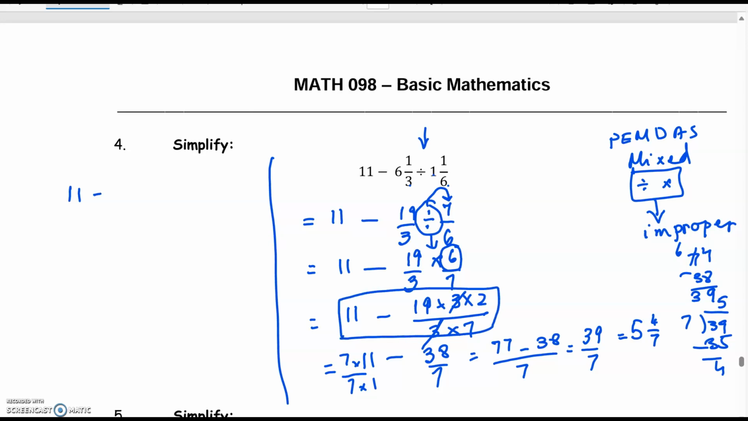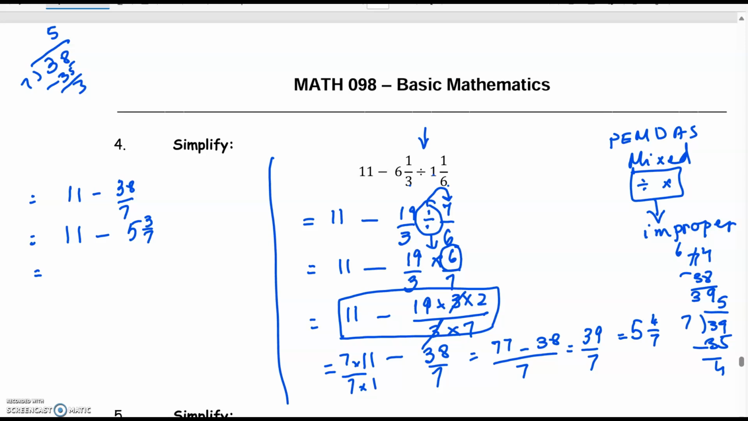Okay, so I'm going to write down, I'm going to start there. 11 minus 19 times 2 is 38/7. So I'm going to start there. Now, instead of just taking a common denominator, I could change this 38/7 to a mixed number. 7 times 5 is 35, leaving a remainder of 3. So this is what I'm doing. 38 is divided by 7. 7 goes 5 times into 35, leaving a remainder of 3, and I get 5 3/7.